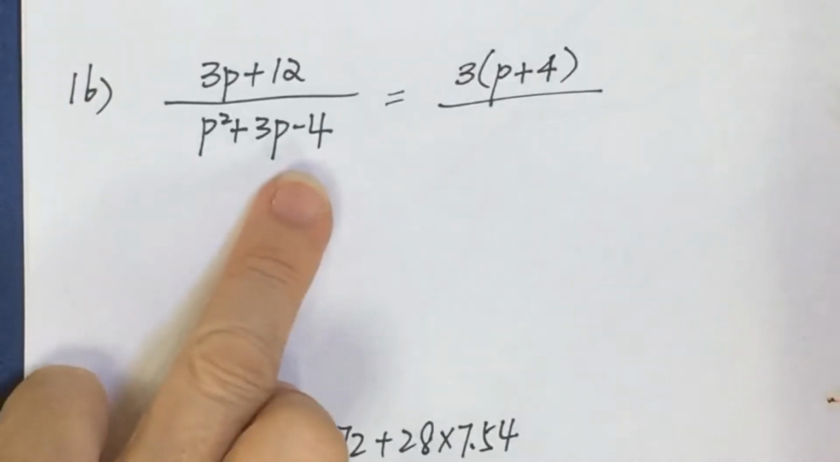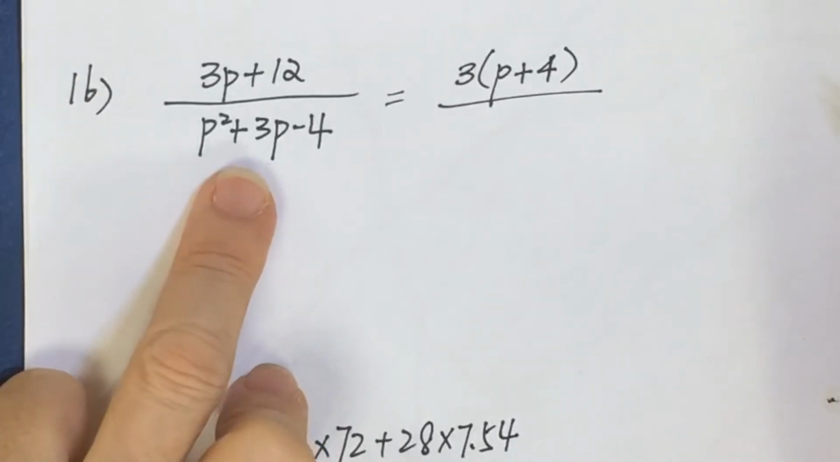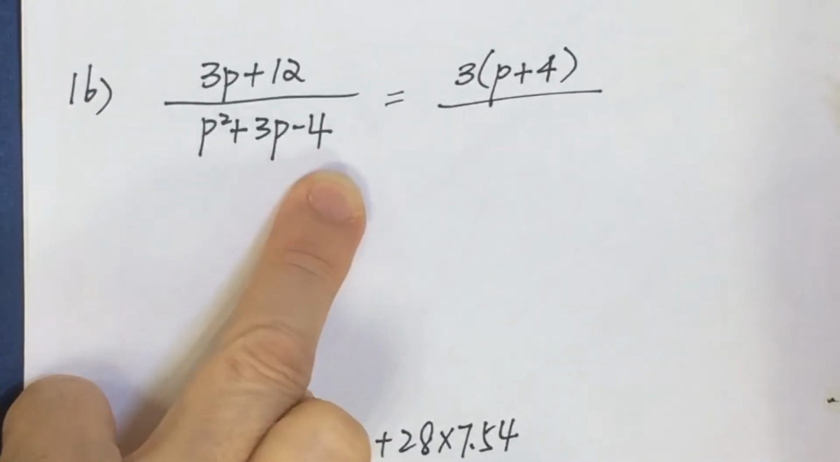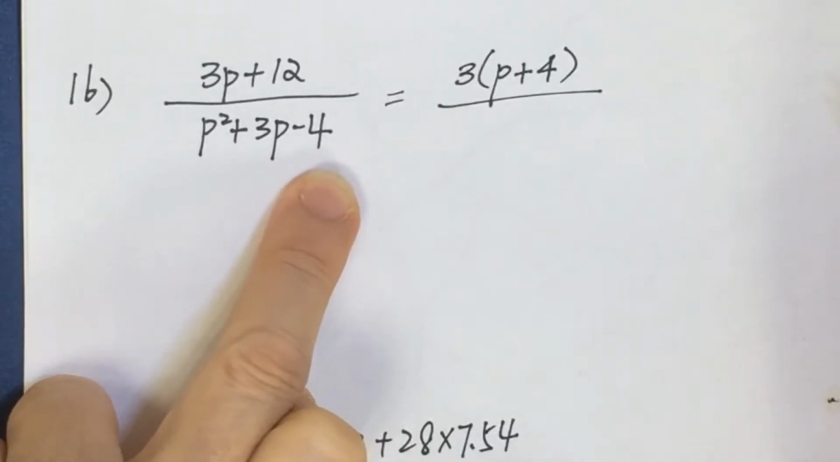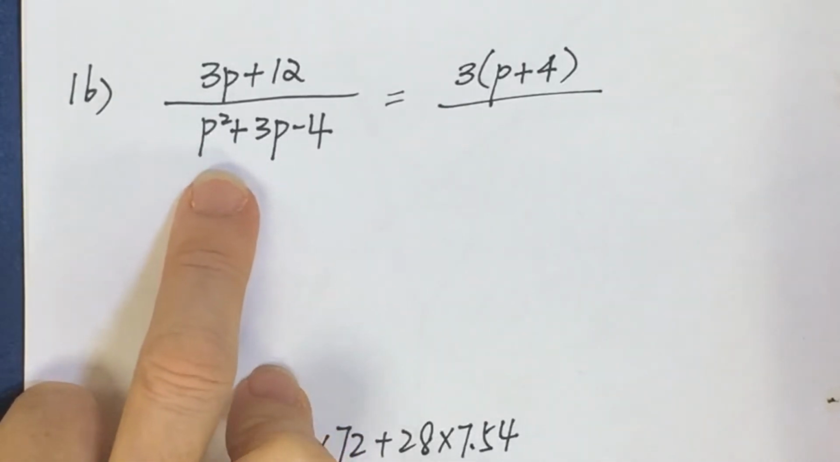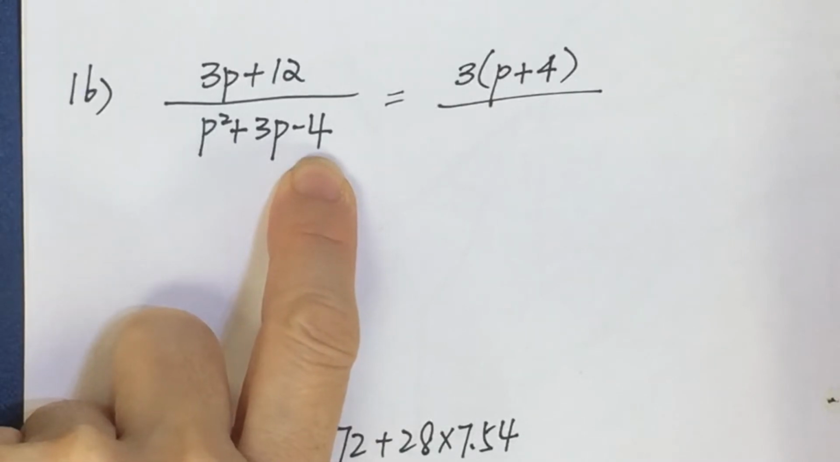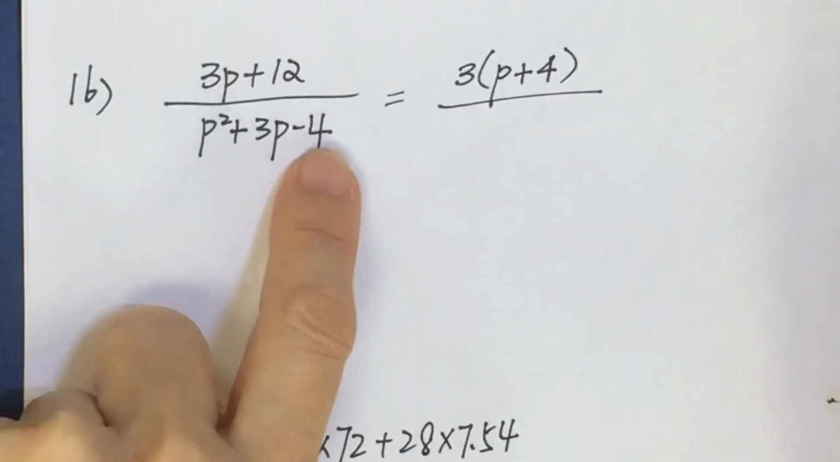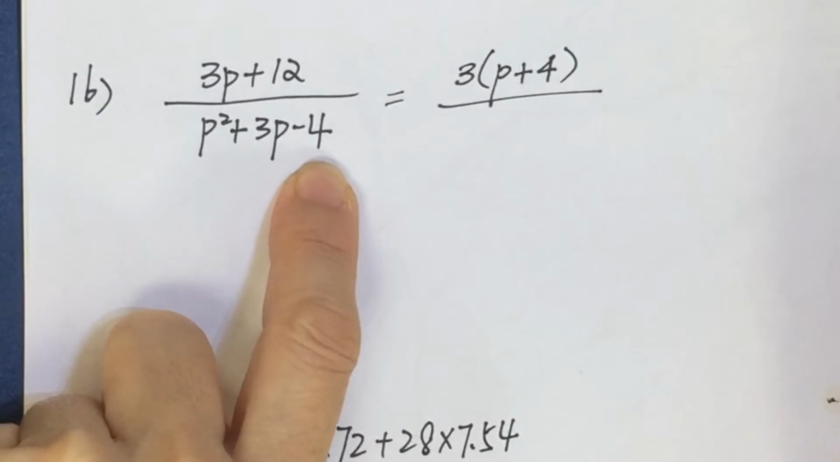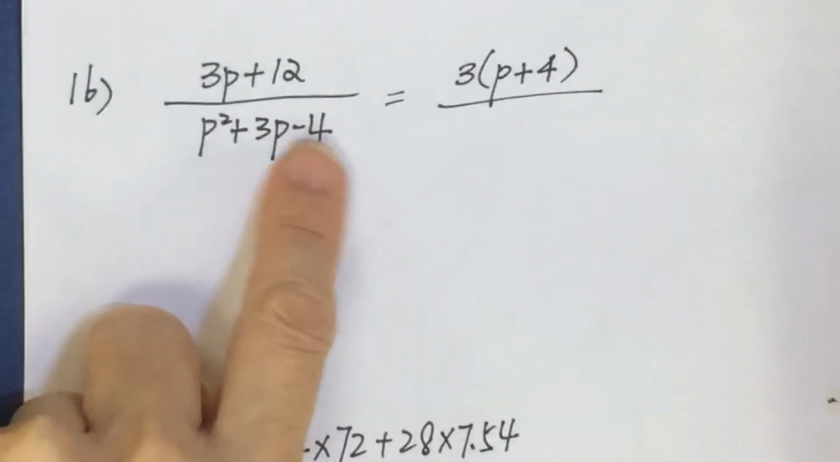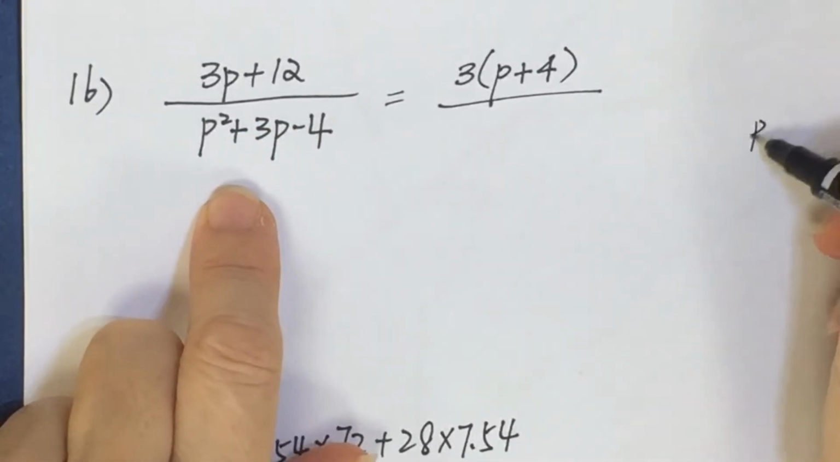The denominator is a quadratic expression, and a quadratic expression contains 3 terms. You can see that it's not a perfect square. Why is it not a perfect square? Because the last term, the constant term, is not a positive number. It must be a positive number, right? So it is not a perfect square, and you have to do it by the cross method.